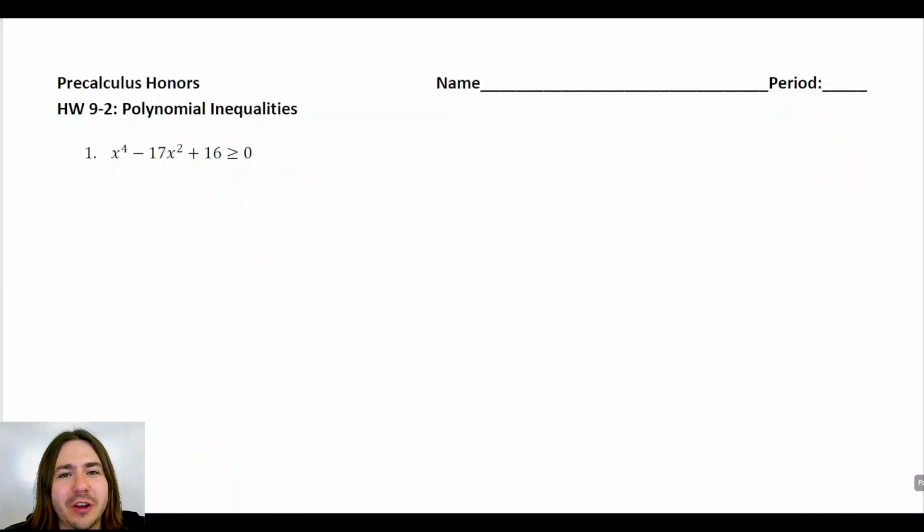Hey y'all, welcome back. Today we're working on homework 9.2, and really all we're doing here is just solving polynomial inequalities. So the strategy we're going to use here is we want to first find the zeros of the polynomial and then find out whether or not the function is positive or negative in between and outside of those zeros. So let's start with this one.